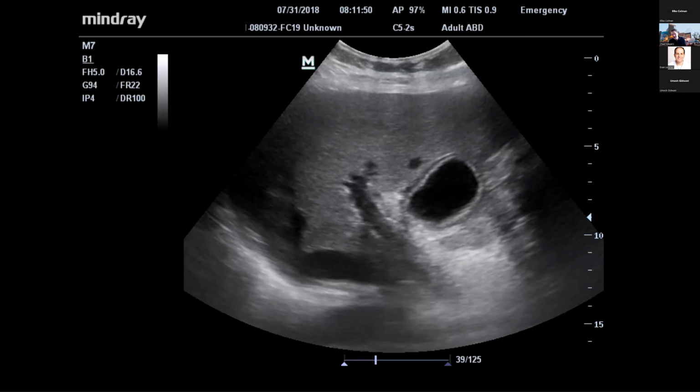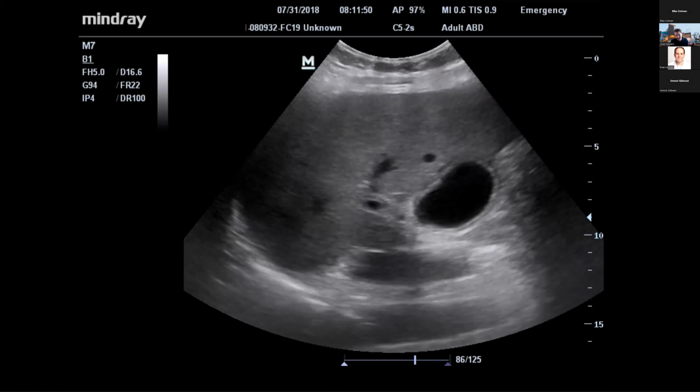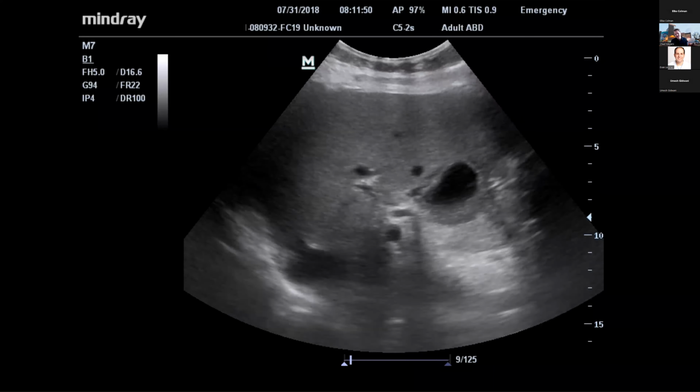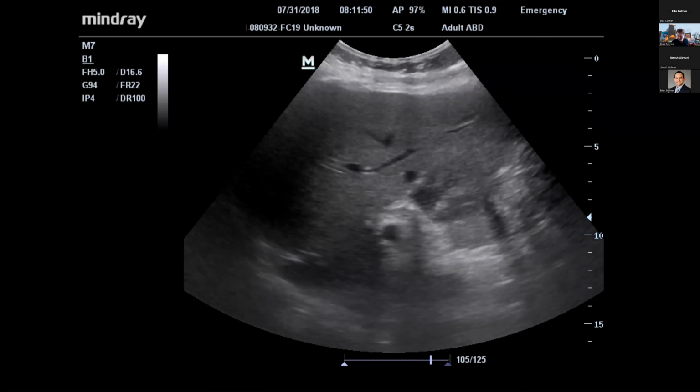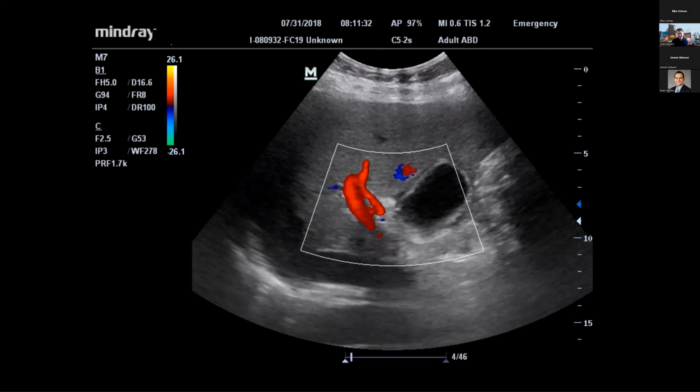Now moving on to some of my patients. So we can see here our portal vein. We can see our IVC in the back. We can see some actual pericholecystic fluid. I think this patient had cholangitis, if I remember correctly.